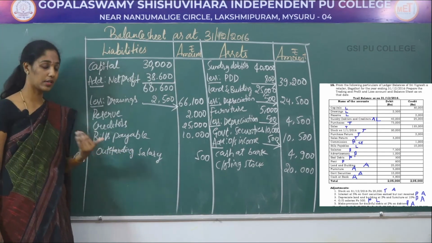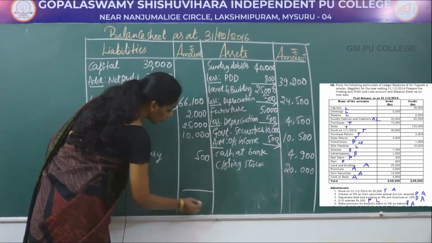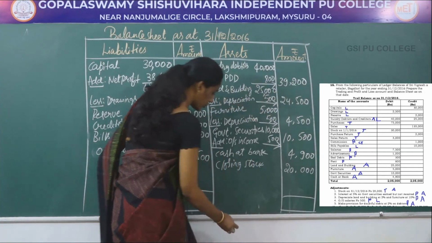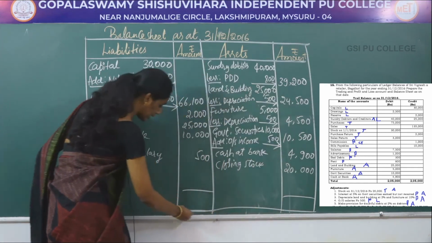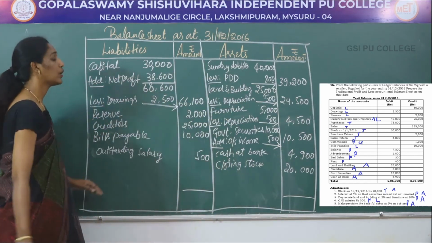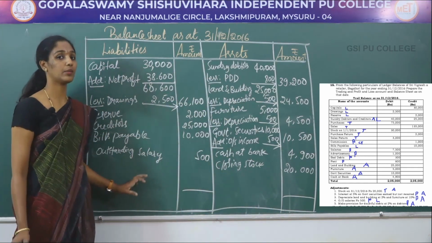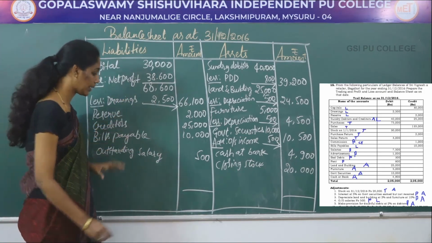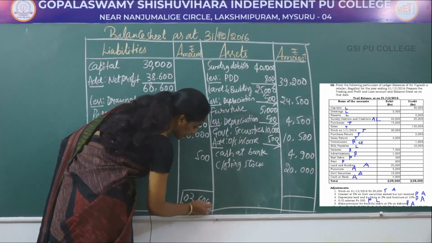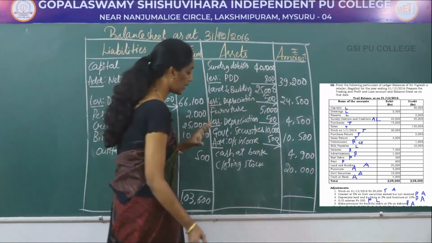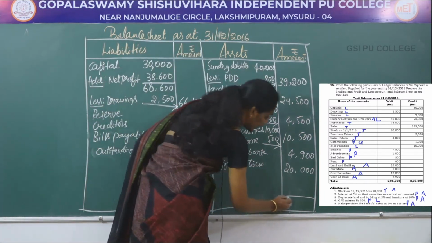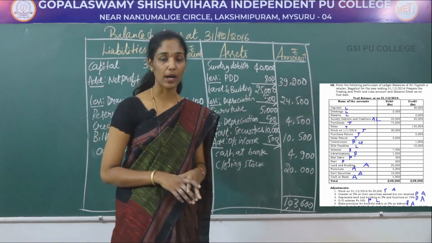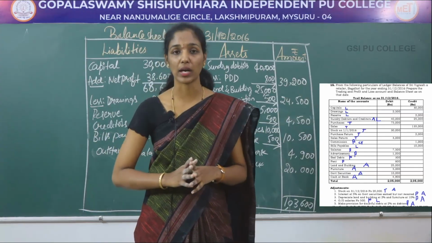You have to total the balance sheet. So as usual, when you add both sides, you should get the same balance on each side of the balance sheet. When you make a total on the liability side, you will get 1,03,600. On the other side, that is the asset side, also you will get 1,03,600. So this is how we prepare financial statements of a company.